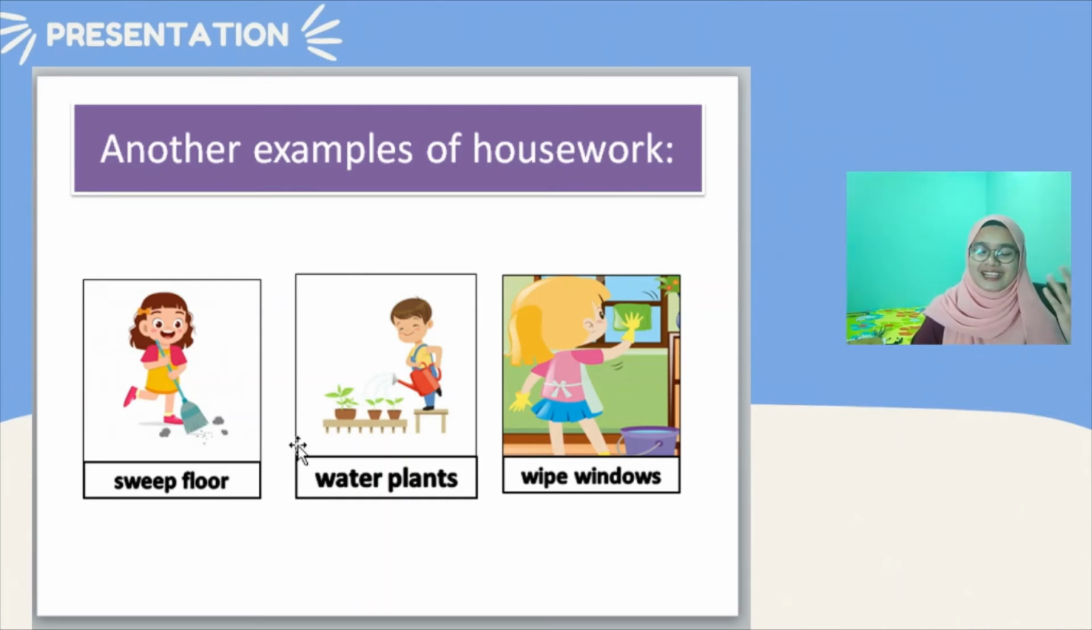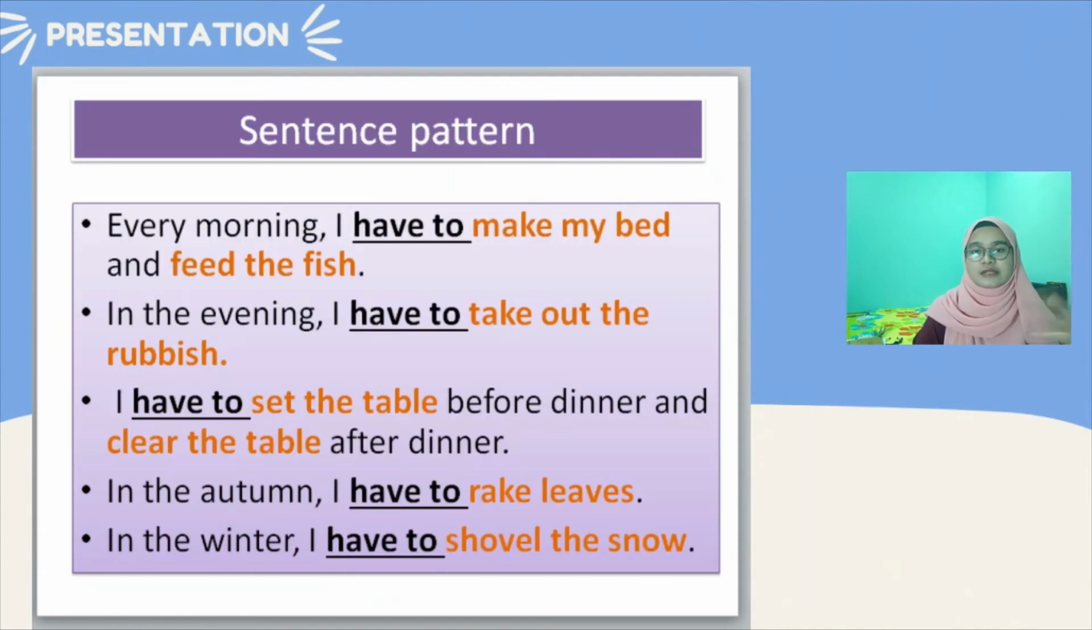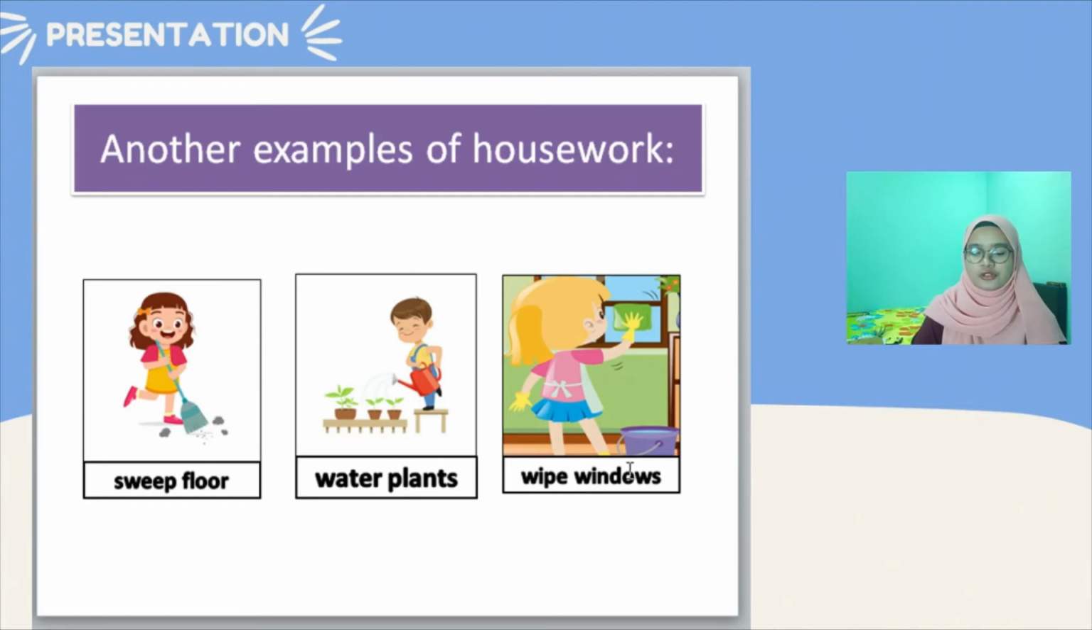Okay, and the second additional example here is water the plants. And the third example that I have prepared for you is wipe windows. Okay, so here actually there are more examples of housework that are available in our daily life, but the ones that I have chosen here are basically closely related to our daily life routine.